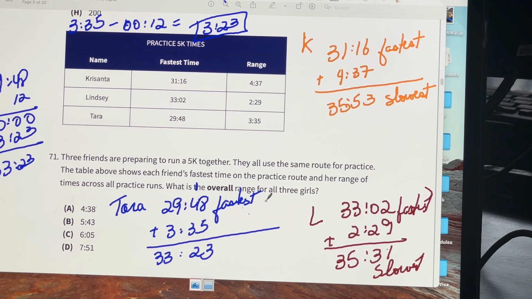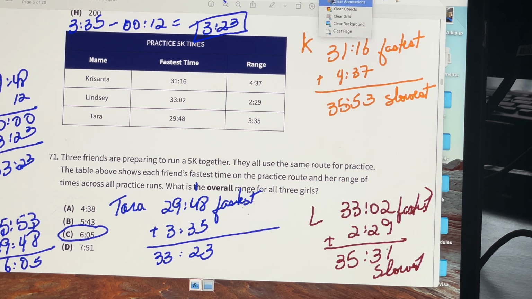Now we have everything. So let's look at the slowest. The slowest is 35:53. The fastest is still 29:48. And subtract this, 13 minus 8 is 5. That becomes a 0. Borrow, 15 minus 9 is 6. 605 is the range. So again, we needed to find all three runners' slowest time, then do the overall range. Okay.